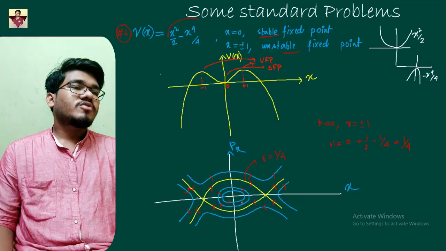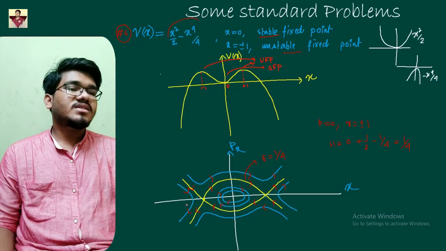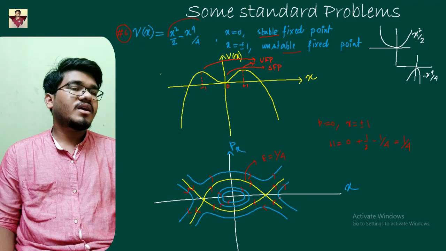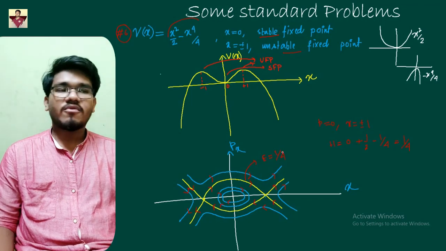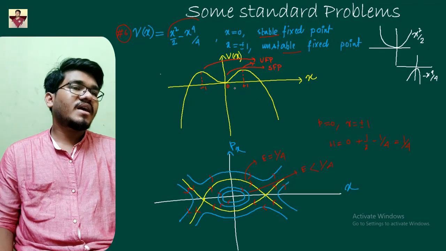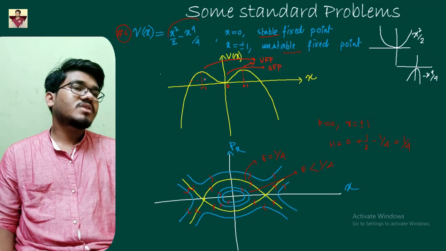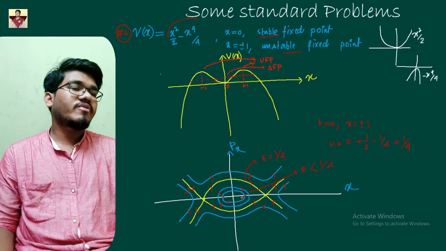So around x equal to 0, there are ellipses. For x equal to plus 1 or minus 1, there is a hyperbola. This is one hyperbola, and this is also the resultant of this. So this yellow curve is for E equal to 1 by 4. These ellipses are for E less than 1 by 4. That is, if the energy line is somewhere around this, then this point and this point correspond to, let's say, this point and this point. Then here p will be 0.